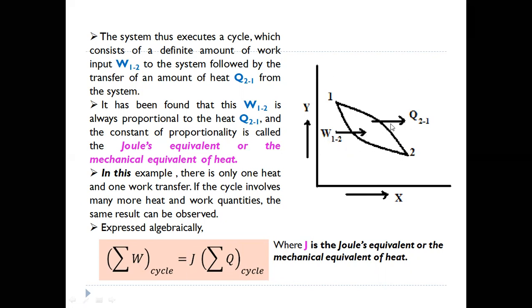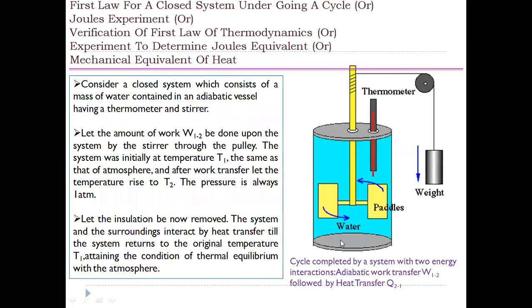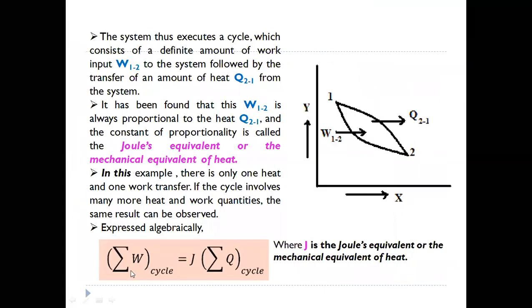Here we have taken only one work transfer. Suppose we place a number of stirrers. If you go on increasing the number of stirrers, more work is done: W1, W2, W3. If another stirrer is placed, this one does work W1 and the other does work W2. That means the summation of all the work transfers for the cycle is equal to the summation of heat transfers as well. So these two are proportional, work transfer and heat transfer.